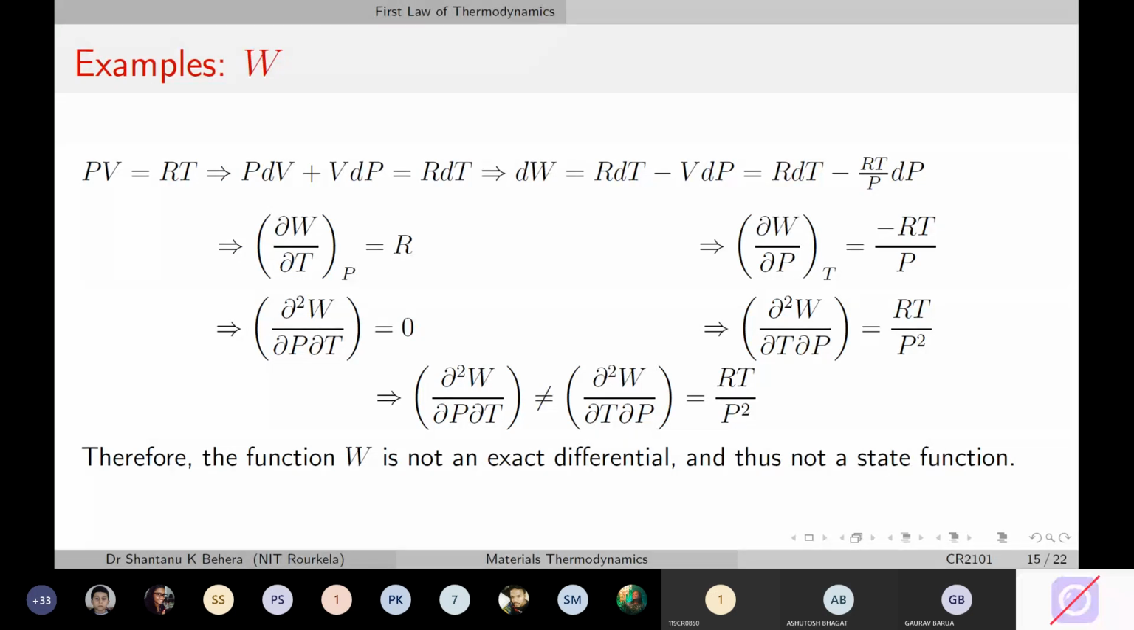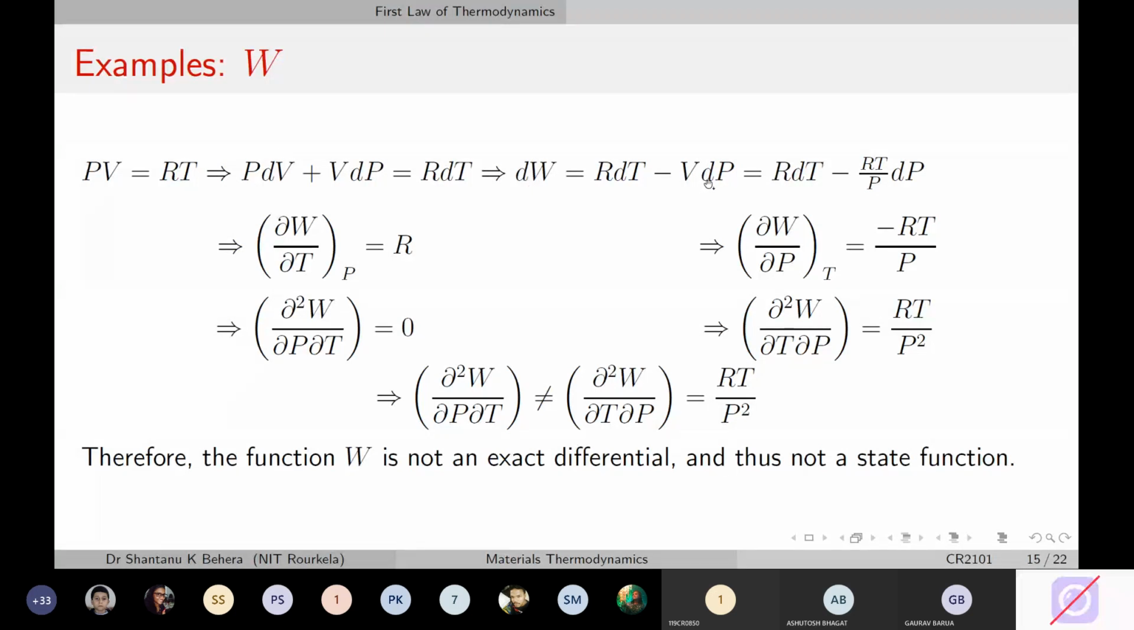Those are the common variables. So if you take the universal gas law, PV is RT, we're not using n here, that would give you PdV plus VdP is RdT. You know that R is a constant. And since PdV is something which can be expressed as dW, then dW becomes RdT minus VdP.